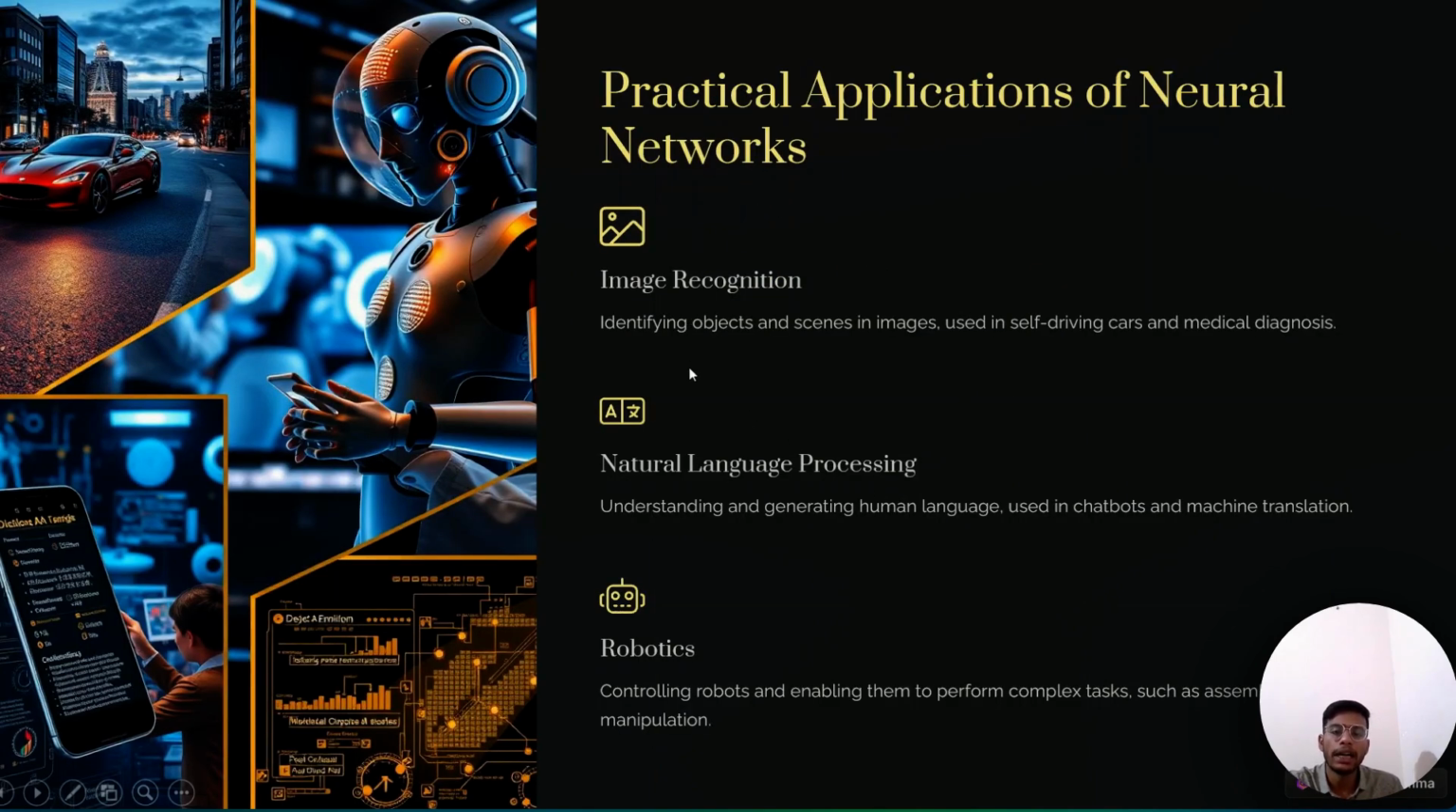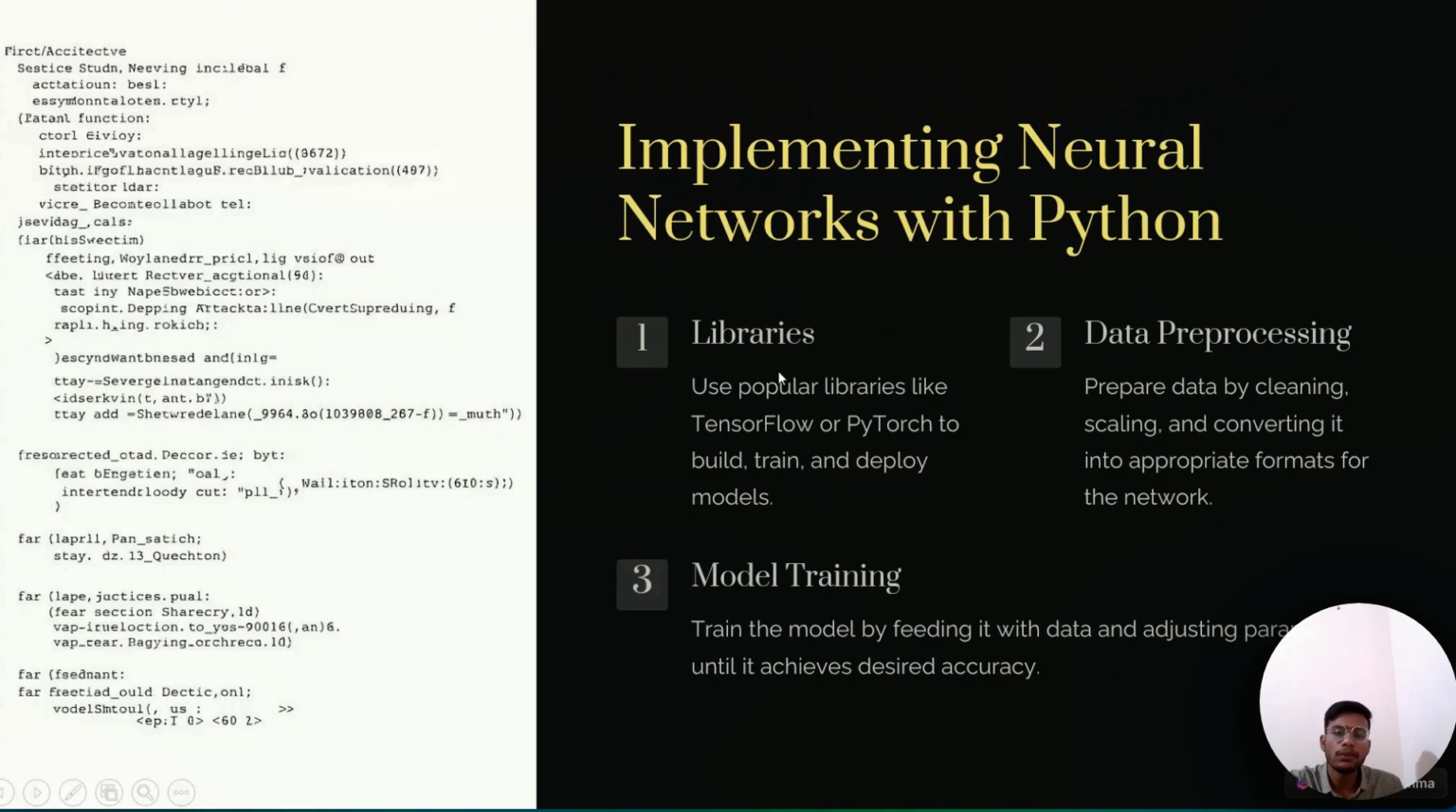Image recognition, identifying objects and scenes in images, used in self-driving cars and medical diagnosis. Next, we have natural language processing. In natural language processing, understanding and generating human language, used in chatbots and machine translation. Next, robotics. Controlling robots and enabling them to perform complex tasks such as assembly and manipulation.